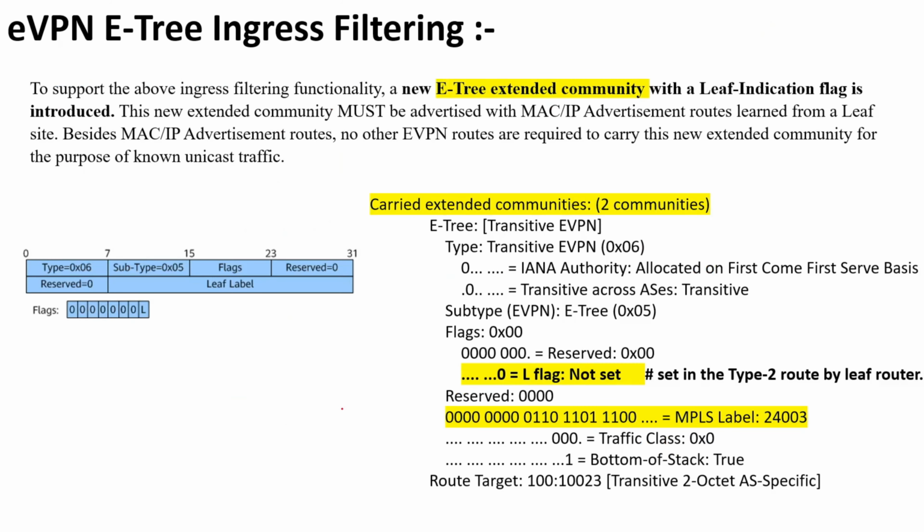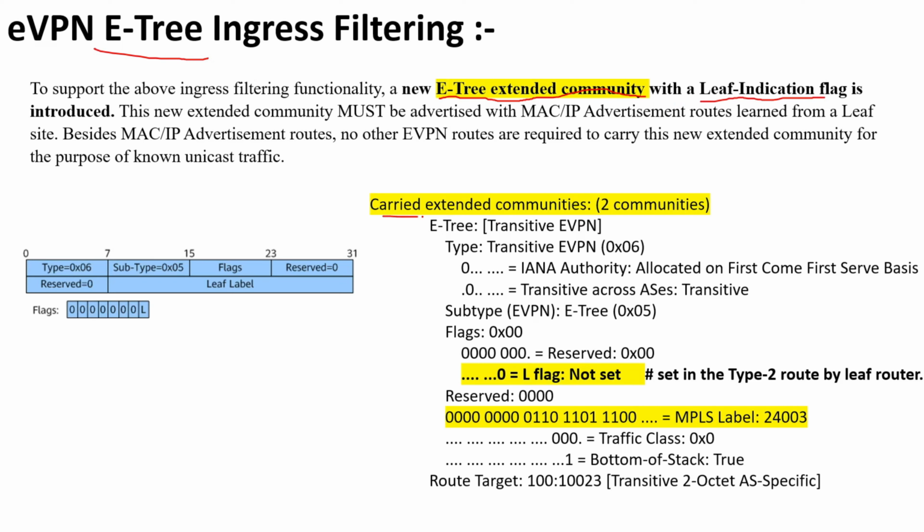So this is what BGP forwards in its route type 2, which it generates once it learns the MAC address. This particular E-Tree extended community is added for this EVPN E-Tree design. It will set the leaf indication flag.